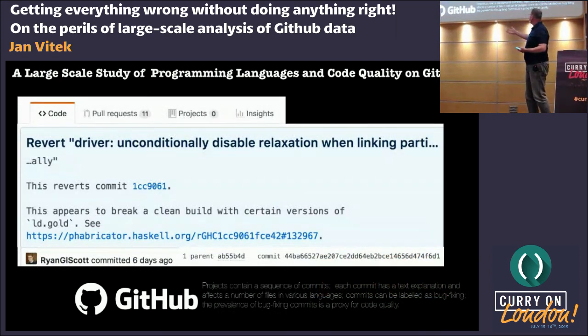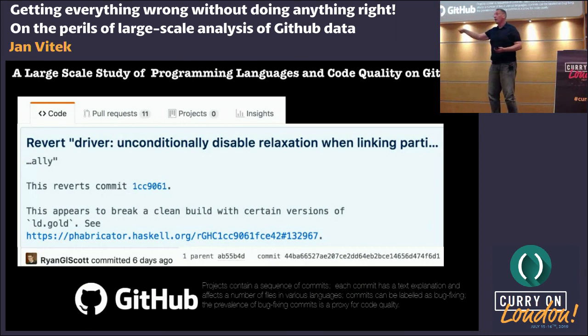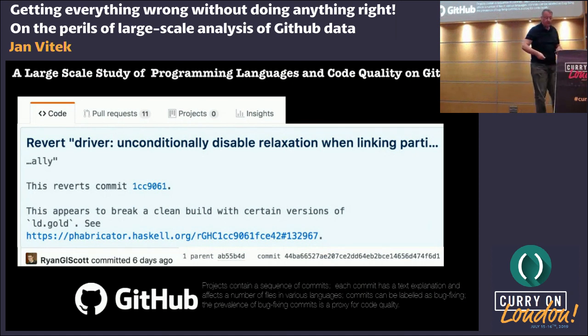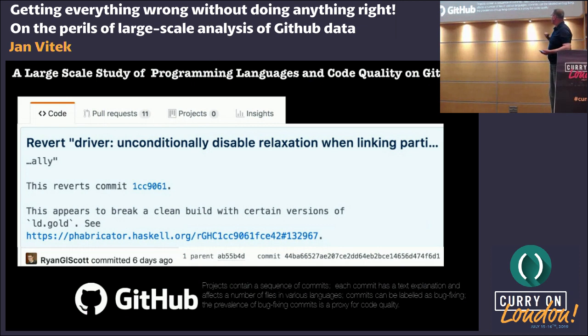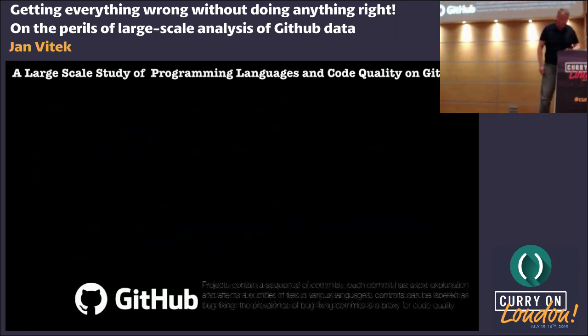Well, they have GitHub, and in GitHub you have this stream of commits that describes changes to code on one or more files written in one or more languages, right? And they have information such as what was the change, who did it, what time, so on and so on. All right. So how did they go about trying to answer this question?